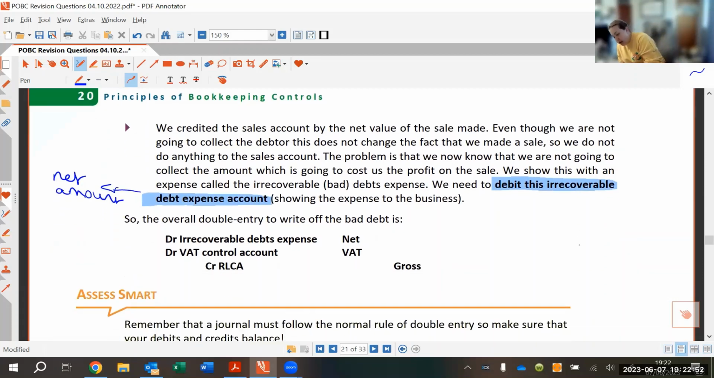So this is one you can commit to memory. This is how you write off a bad debt. The net amount goes to irrecoverable debts as a debit. VAT is a debit too for the VAT amount, and then our gross amount, our total amount, is a credit to the receivables ledger control account. So let's have a look at some questions.